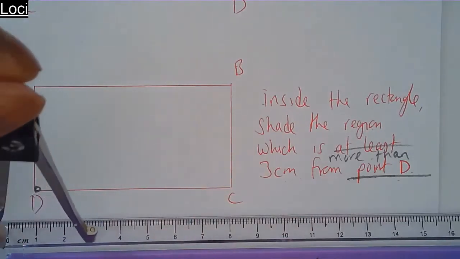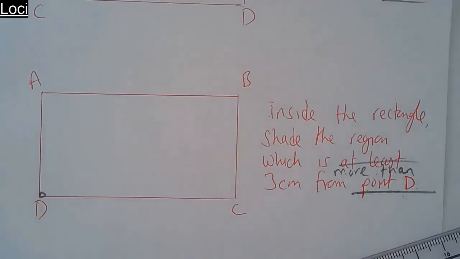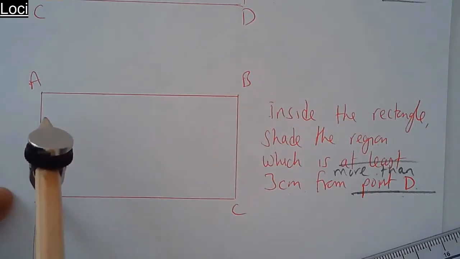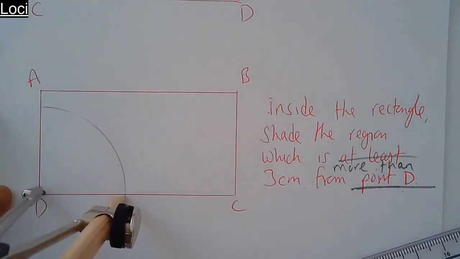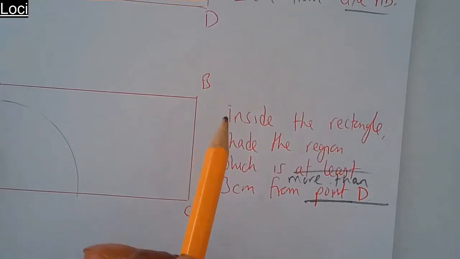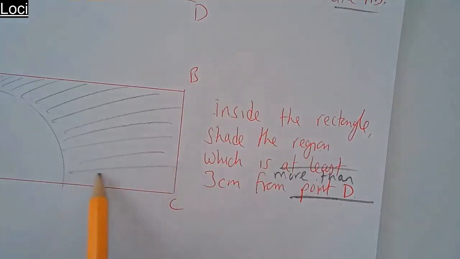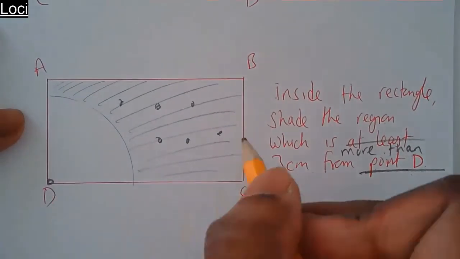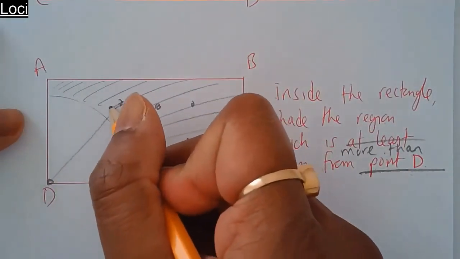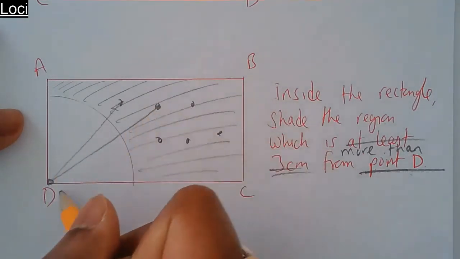There, check. 3 centimeters. And then put the point, the needle, on the point. So more than 3 centimeters, so it's got to be all of this. So any of these dots are more than 3 centimeters away from point D, all of these.